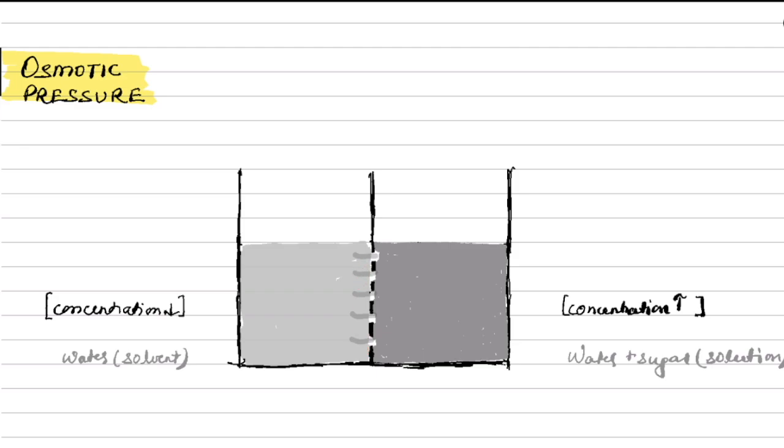So what I will do is apply some pressure on this side, and if the pressure I apply prevents these water molecules from entering this medium, I can say I am applying a pressure equal to the osmotic pressure, and that is what the pressure is called: osmotic pressure. The pressure which prevents osmosis is called the osmotic pressure.